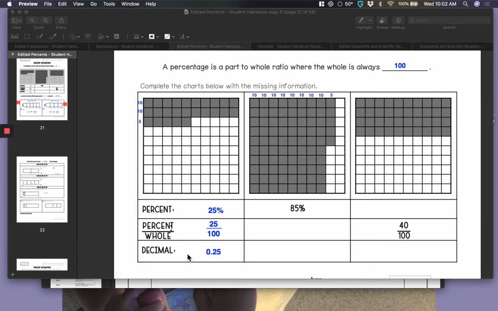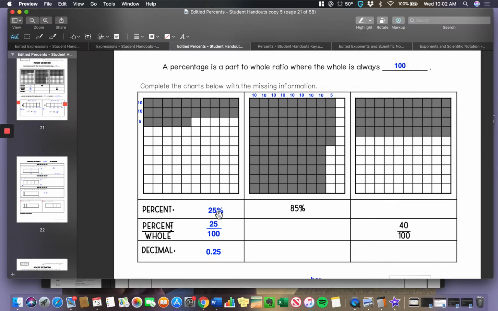Then they want you to write it as a decimal. If you have a percentage, you can always find your invisible decimal right here and move it 2 spots, 1, 2, to get 0.25 or 25 hundredths. Or if you needed to go backwards, if they gave you a decimal and you needed to find the percent, you would move it the other way 2 spots to find out that it's 25%. So in this case, it's like taking 25 divided by 100 to get the decimal. Or if you had the decimal, you could multiply 25 by 100 to get 25%.